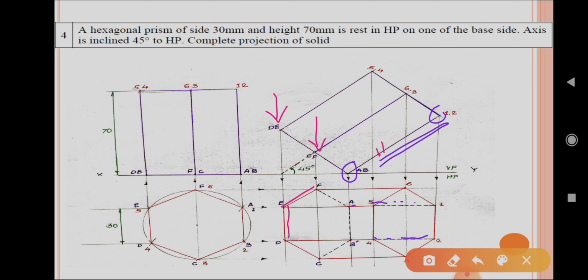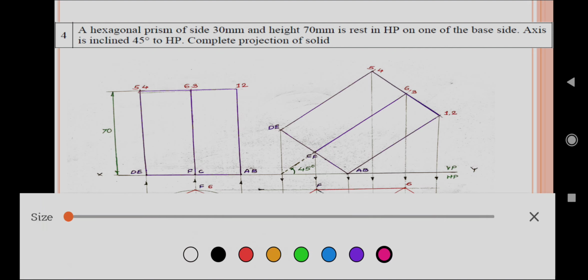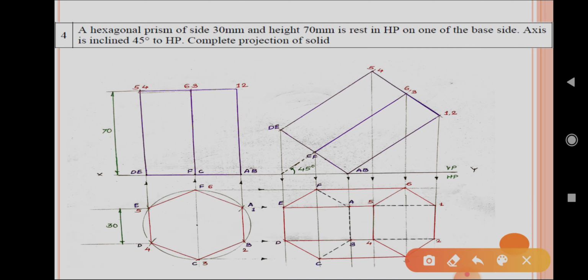Visible we can connect with the dark line. So DE, D and E, we connect with the dark line. Then D to C: this is the visible point, and this is the invisible point, we can connect with the dark. This is also visible, this is invisible, we can connect with the dark line. And the remaining outer longer edges, that is F to 6 and C to 3, we can connect with the dark line, and finally we get the answer.